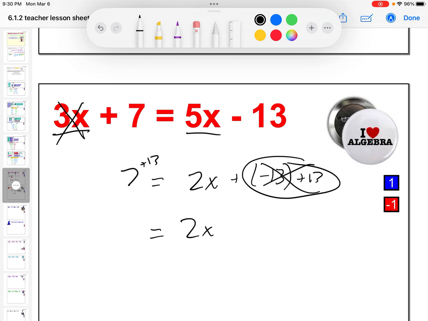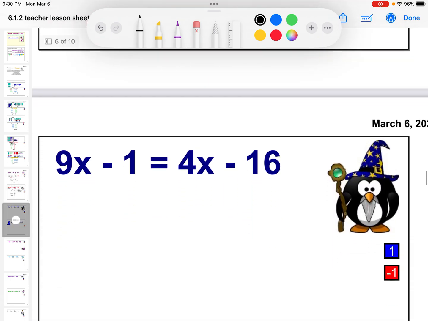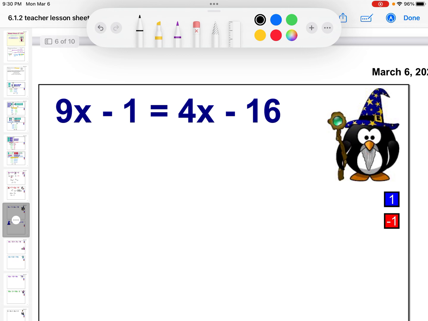On the left side, when I put those together, I have 21 tiles. Okay, put them into 2 groups, right? When I put them into 2 groups, it's 20 divided by 2. So 10x, 10 equals x. Okay, now let's go a little bit more.